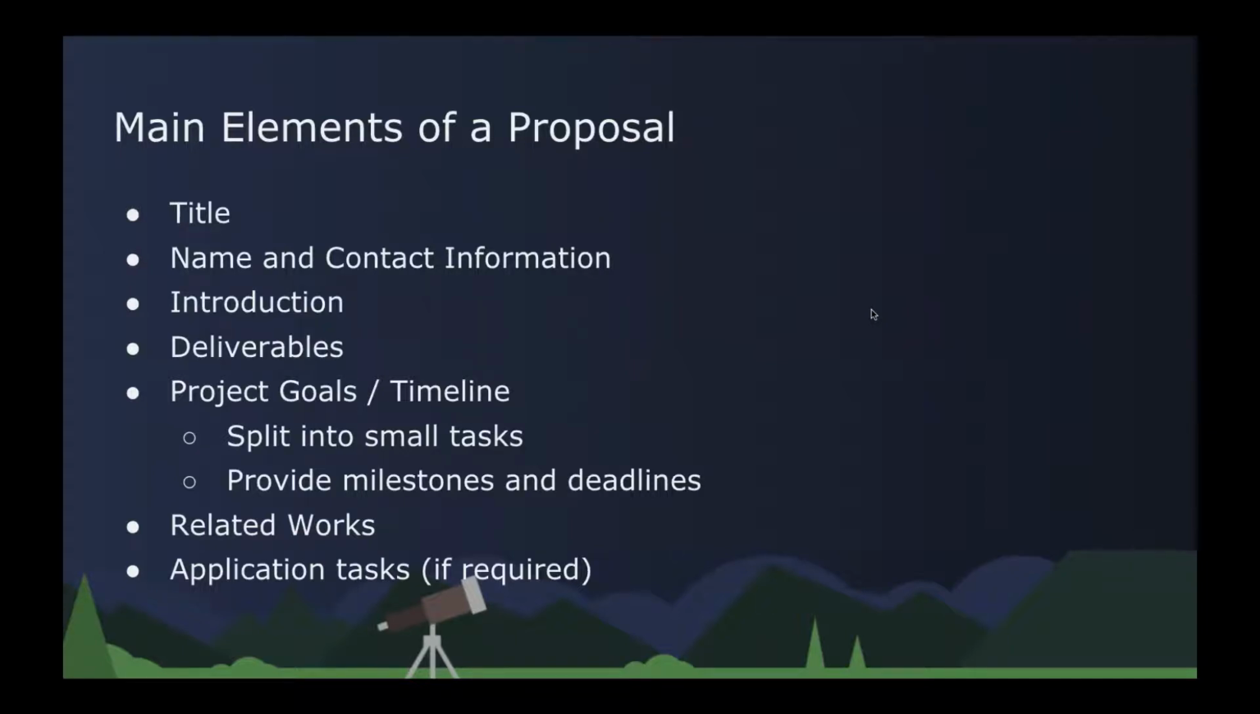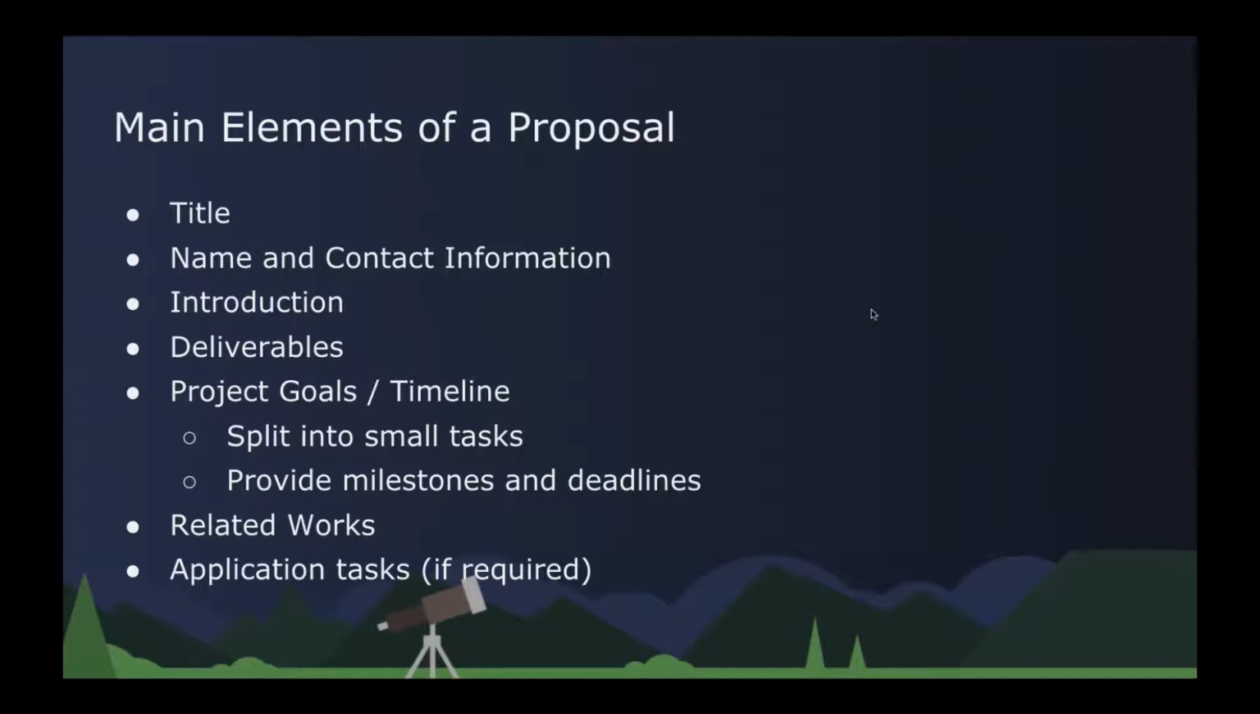And project goals, which means the whole project you are going to do, you can split into small tasks and assign deadlines for each of them. This is one of the major things that should be in your proposal. It should explain at what time you can finish each task. So it should be explained at that level, and I will explain more about that in the next slides.